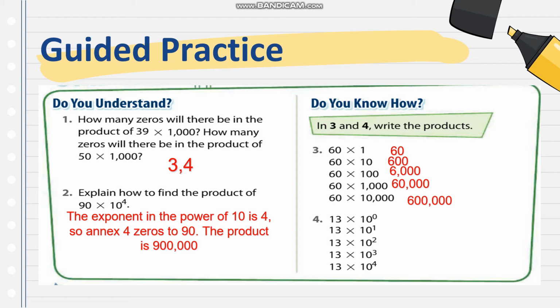13 by 10 to the 0 power means 13 multiplied by 1 is 13. 13 by 10 to the 1st power is 130. 13 by 10 squared is 1,300. 13 by 10 cubed is 13,000. And 13 by 10 to the 4th power is 130,000.